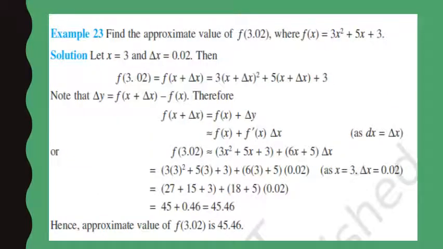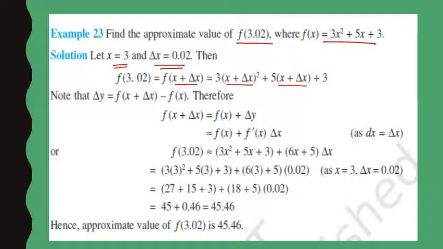Now, find the approximate value of f of 3.02 where f of x is given. So you take x is equal to 3, delta x is equal to 0.02. So f of 3.02 means f of x plus delta x. What is it? 3 into (x plus delta x) the whole square plus 5 into (x plus delta x) plus 3. So that becomes our f of x plus delta x.